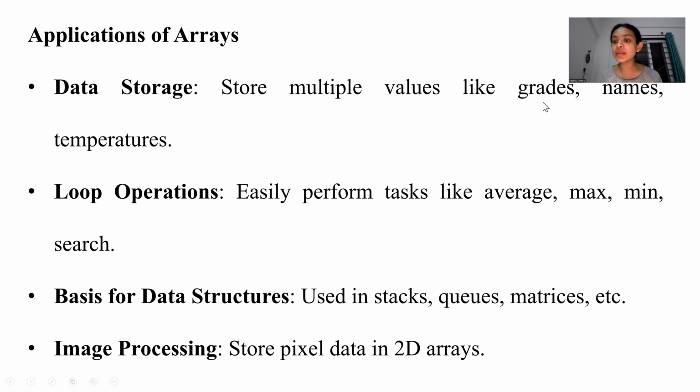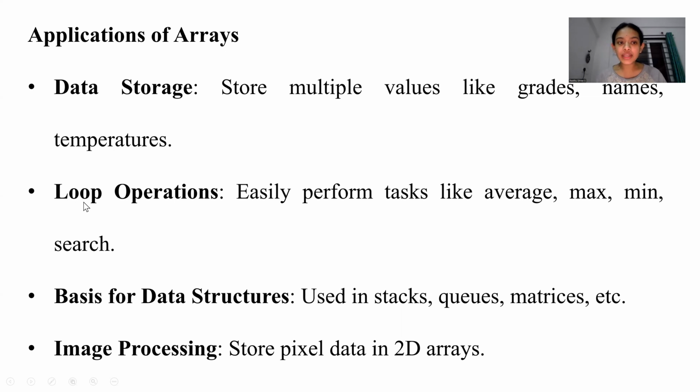Grades or scores, like A grade, B grade, would use a character data type. Names would use a string data type. Temperature would use float or double data type, because there will be decimal point values.